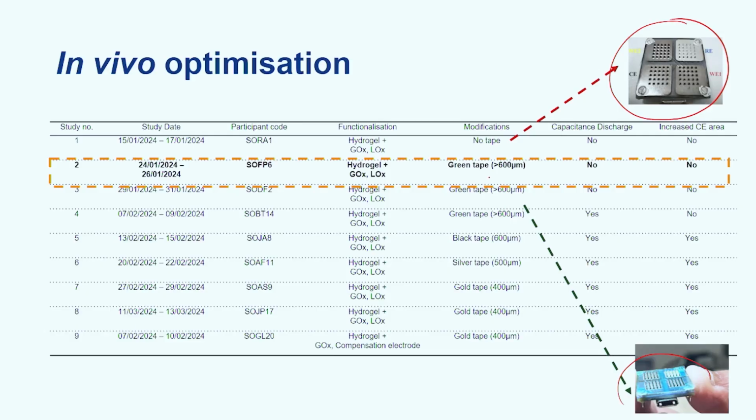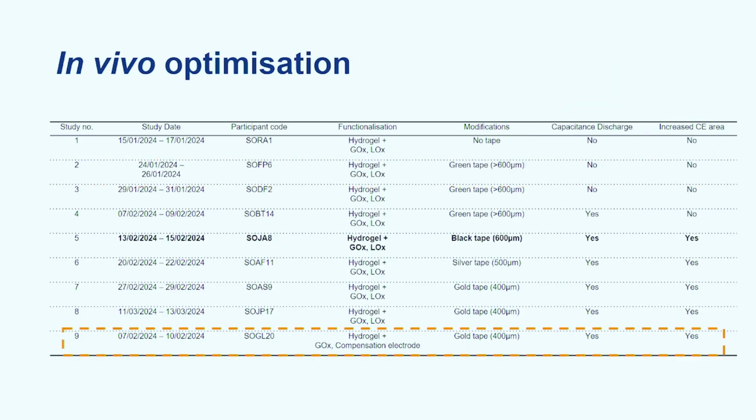So we were using the green tape here, we were doing modifications here, green tape, black tape, trying to use different tapes to see which one is the best insulating tape and which is giving us good results. We also did some capacitance discharge, and also increased the counter electrode area, as I said to you, because this information came to our knowledge as well, and we did different types of things, and then we tried to make sense of the data.